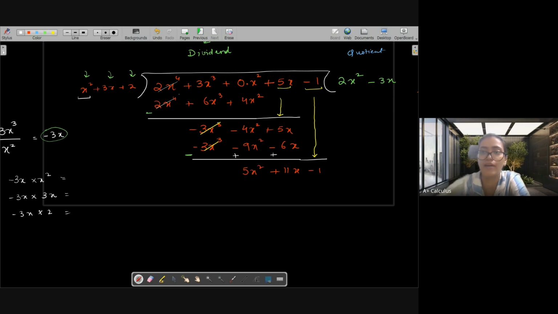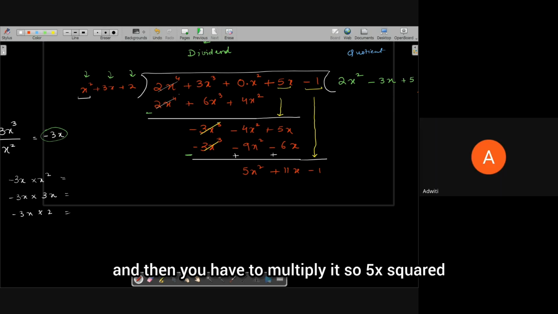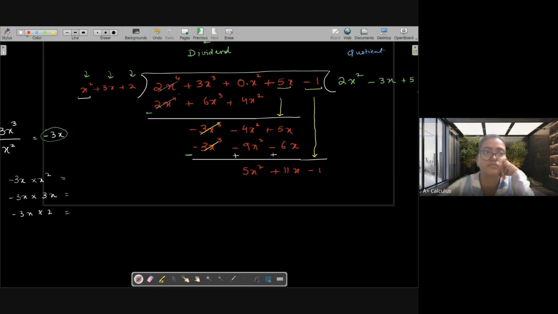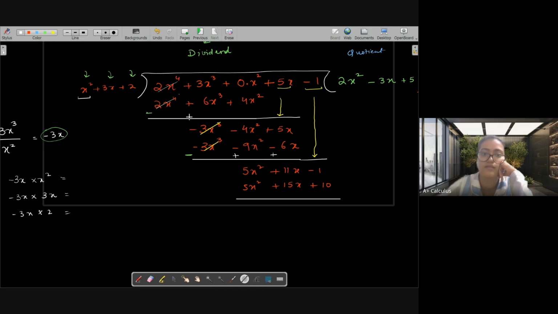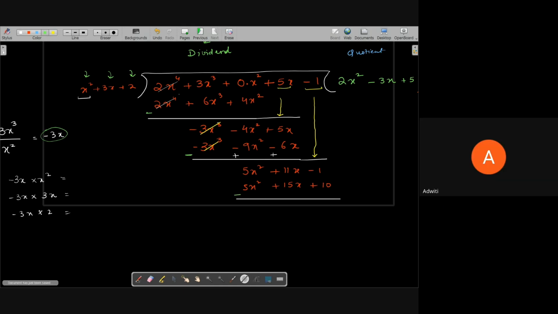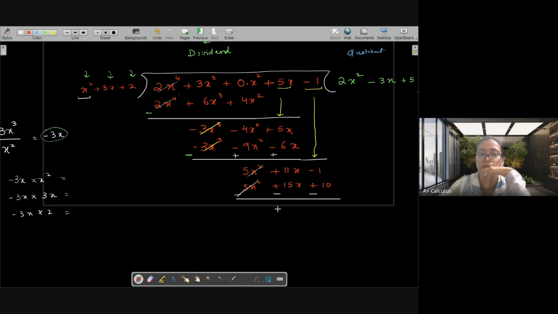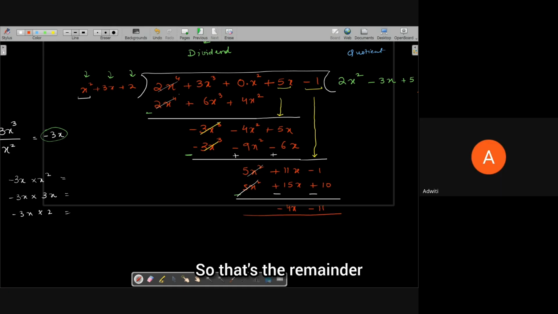So we'll write 5 here, plus 5. And then you have to multiply it. So 5 times x squared is 5x squared, 5 times 3x is 15x, and plus 10. Yes. And then you have to subtract. Put the little minus sign. Those cancel out. So negative 4x minus 11. And that's it.